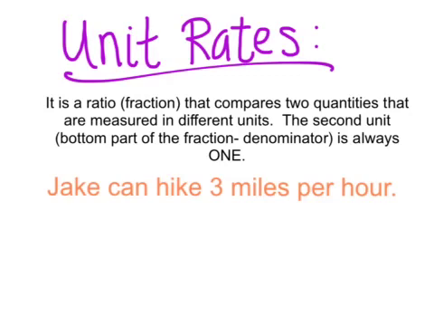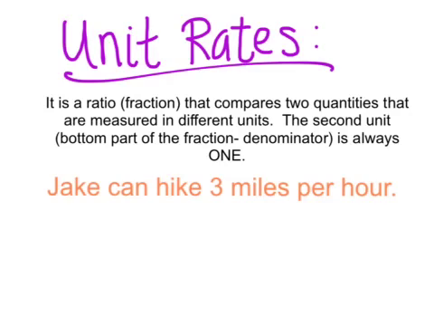A unit rate is a ratio or a fraction, and it's going to compare two quantities. Each of the quantities is measured in a different unit. The second unit, or the bottom part of the fraction, which we call the denominator, is always going to be a 1 when you're doing unit rates.